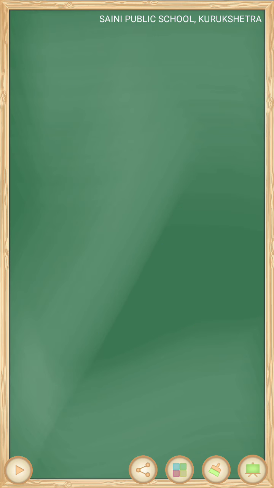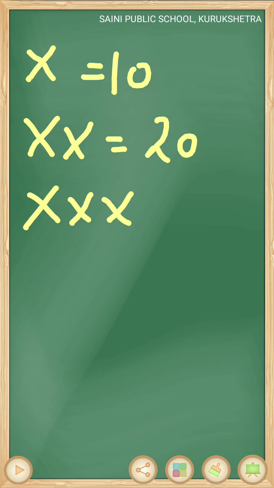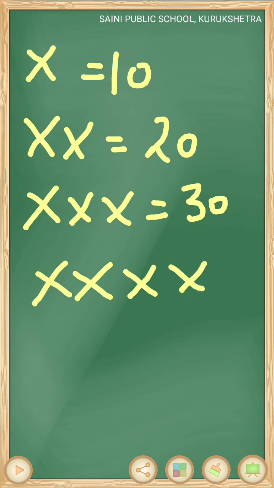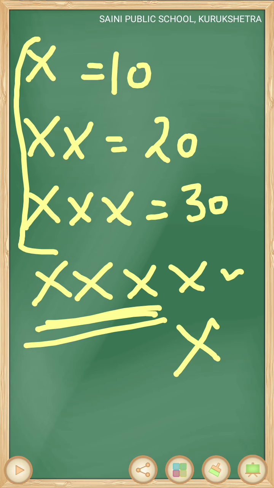Similarly, if I want to write 10, I can write X. If I want to write 20, I can write X 2 times: 10 plus 10 is 20. If I want to write 30, I can write XXX. But if I want to write 40, I can't write XXXX. This is wrong, because according to the first rule, I can use it a maximum of 3 times. So this is our first rule.